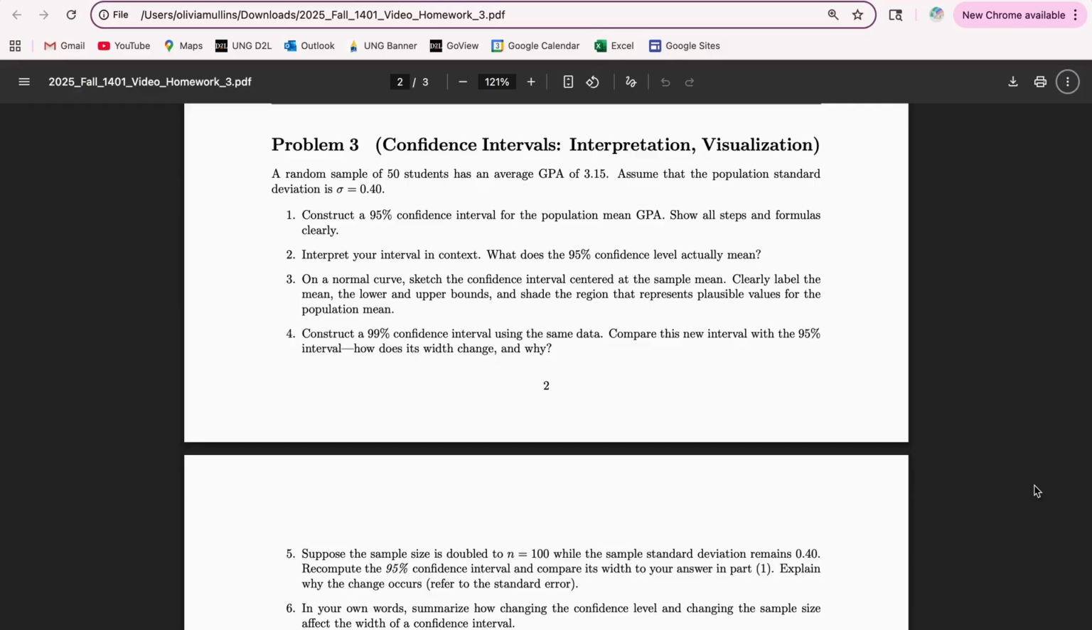Now moving to question 4, it says construct a 99% confidence interval using the same data. Compare this new interval with the 95% interval. How does its width change and why?